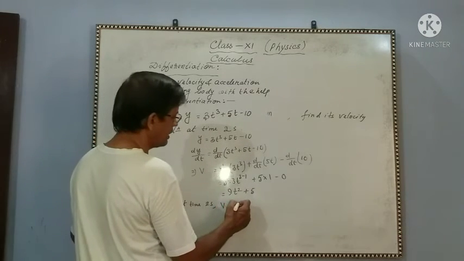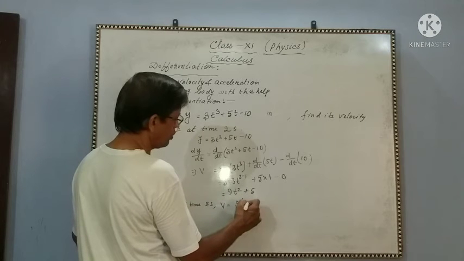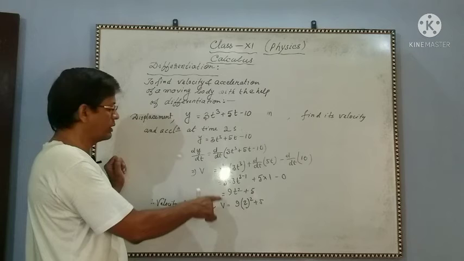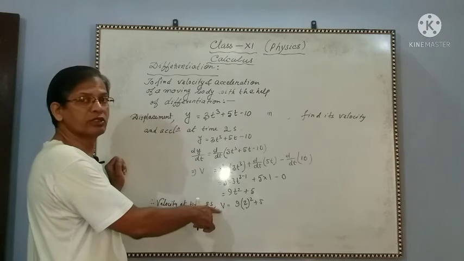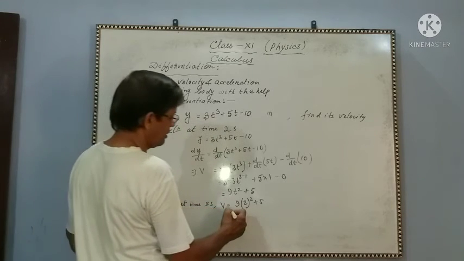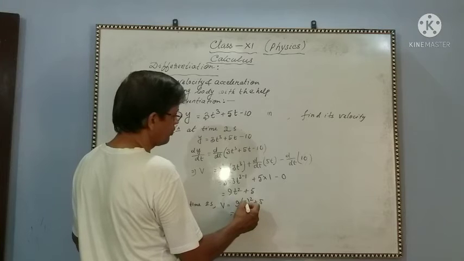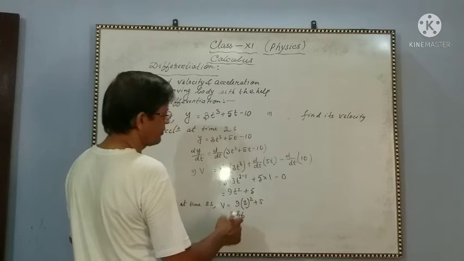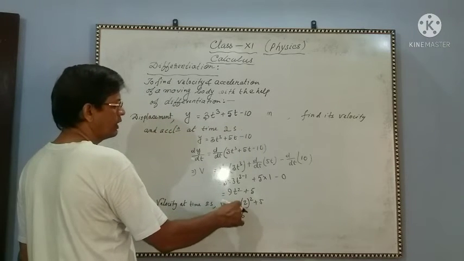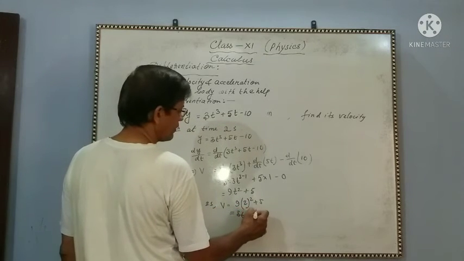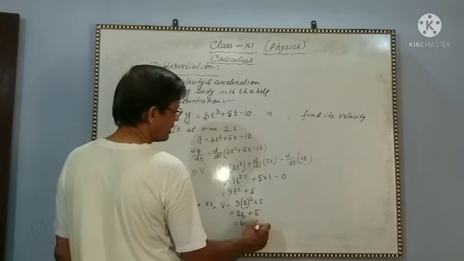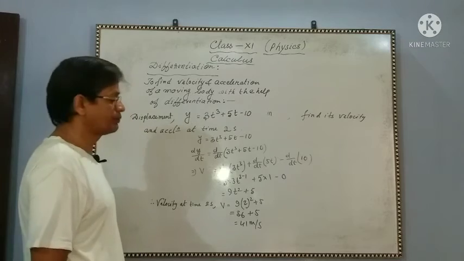So v equal to 9 into 2 square plus 5. This is instantaneous velocity, velocity at an instant. 2 2s are 4, 4 9s are 36, plus 5. It is 41 meter per second, the unit of velocity.